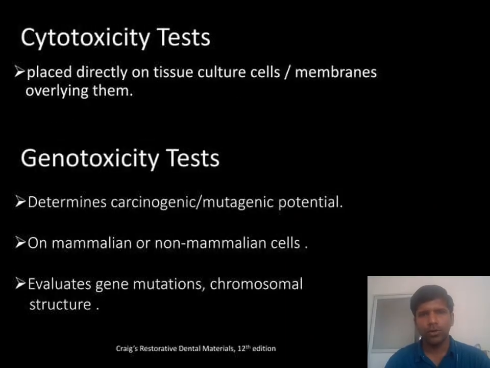Coming to the cytotoxicity tests, these are placed directly on the tissues, culture cells, or membranes overlaying them. And genotoxicity tests determine carcinogenic or mutagenic potential. They are used on mammalian or non-mammalian cells, and they evaluate gene mutations and chromosomal structures.